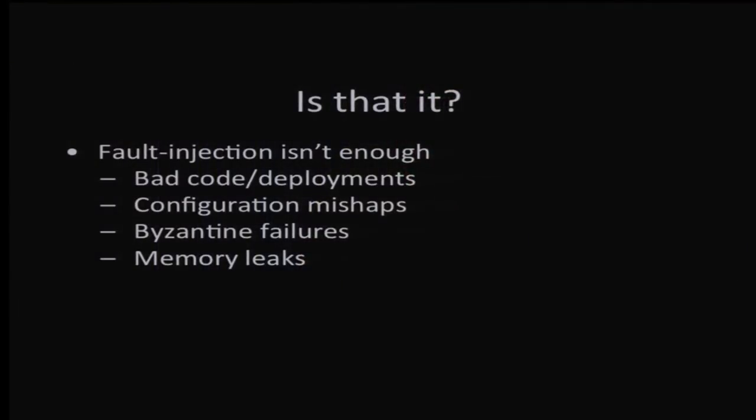Is that it? And I would argue that fault injection still is not enough. It's really helpful, and it helps us validate things at scale and in many different ways. But we still can deploy bad code and do bad deployments. We still can misconfigure things in production. You can end up with Byzantine failures, complex failures that happen through different interactions and different flows through the distributed system. Memory leaks can happen, and sometimes they take a while to manifest themselves. And performance can degrade and drift over time. And all of these things can lead to availability issues and resiliency issues.